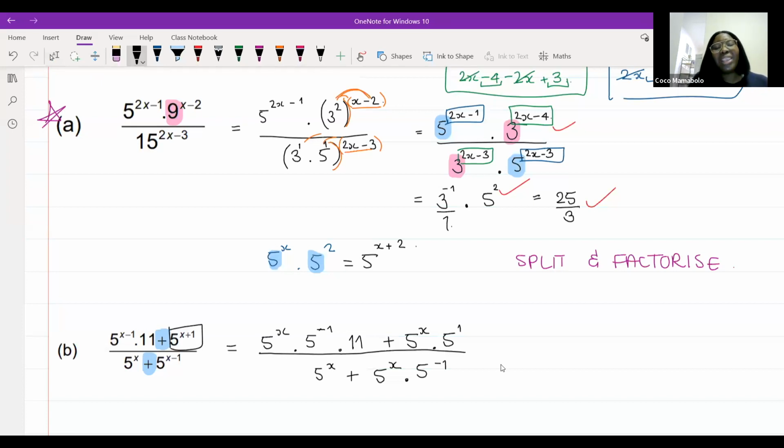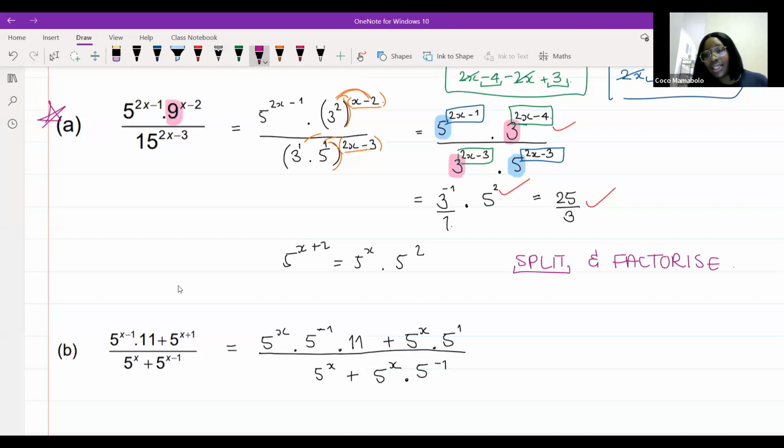Good. Now, what I'm doing, Lulu, is I'm doing it in the opposite direction. I'm going to go 5 to the power of x plus 2 is equal to 5 to the power of x times 5 to the power of 2. I'm just doing it in the reverse, the reverse of what I've just done. Yes, I'm separating. That's the split part. We've now split it.